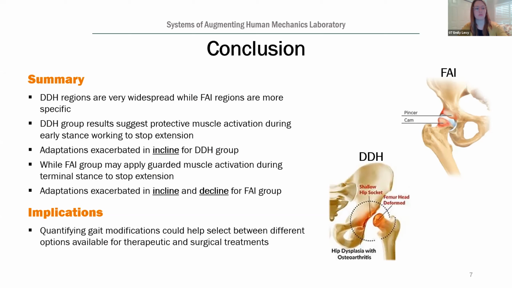So in summary, each group showed regions of significant difference, but dysplastics had more widespread regions, whereas impinged had more specific regions. The dysplastic patients showed differences in early stance that suggested protective muscle activation to stop extension, whereas FAI applied their guarded muscle activation during early stance to stop extension. FAI was more, I have this backwards. I apologize. FAI saw more incline adaptations, whereas dysplastic adaptations were exacerbated in both incline and decline.